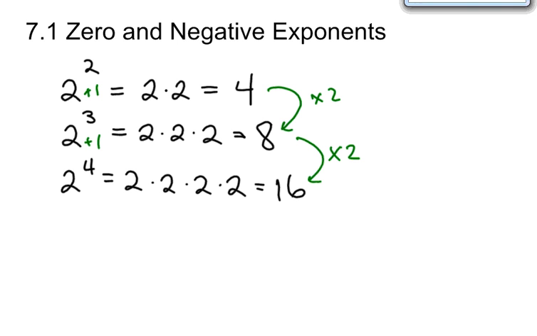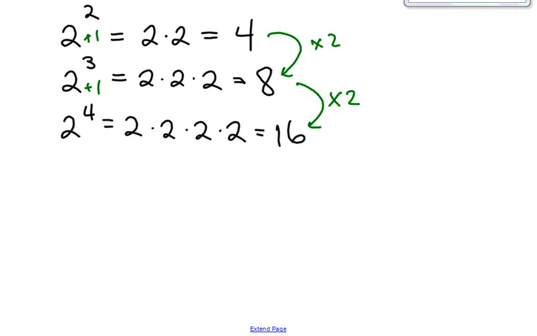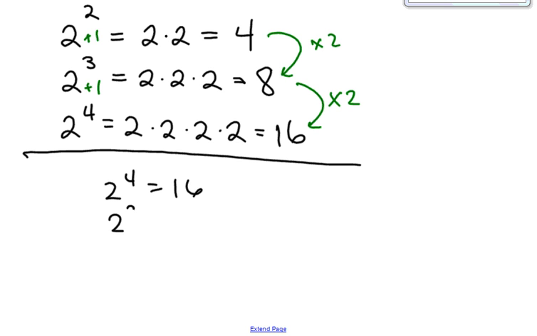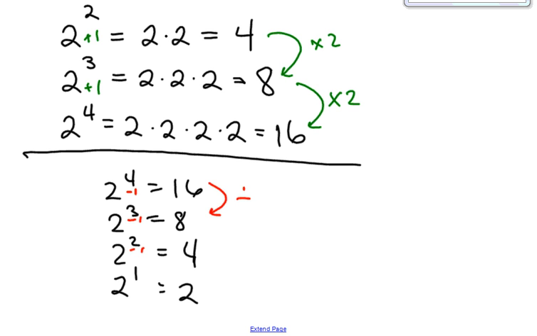But what if we went backwards? I'm going to rewrite these. We're going to start with 2 to the 4th being 16, 2 cubed is 8, 2 squared is 4. One that we don't really talk about as much, but you have seen it before, is what if I have 2 to the 1st power? That means just 1 two, so 2. If you look at the pattern going backwards, we're subtracting 1 from the exponents, and what's happening over here is we're now dividing by 2.